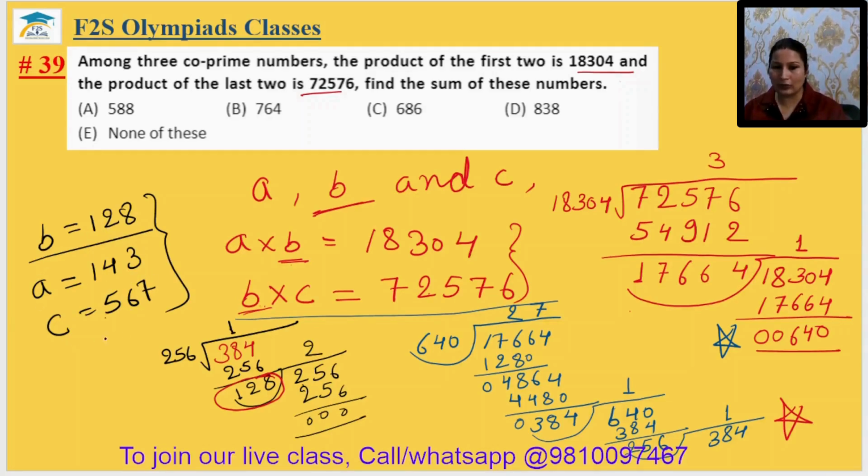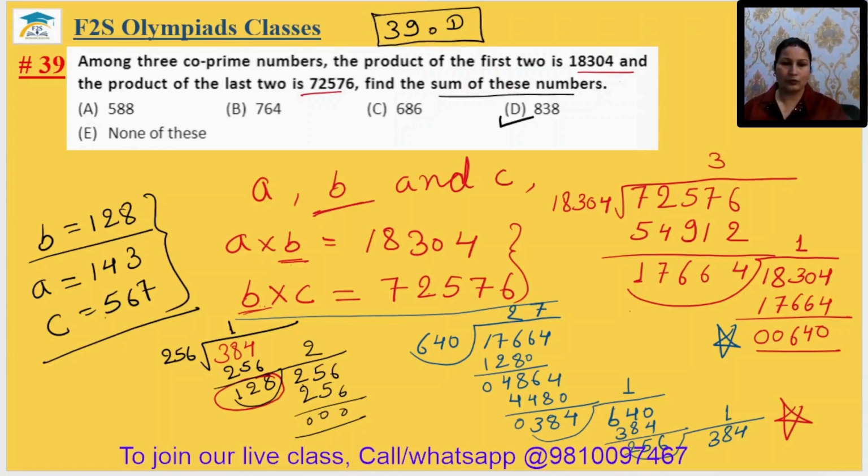And if these are co-prime numbers, then write yes in the comment section. Okay. But we just have to find the sum of these numbers. So let's find the sum: 567 plus 143 plus 128. That is 838. It is in option number D. The 39th answer is option D.